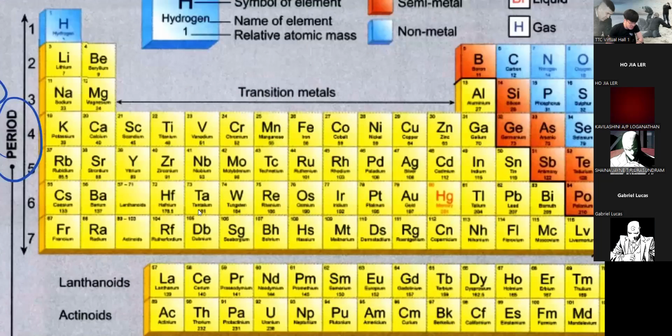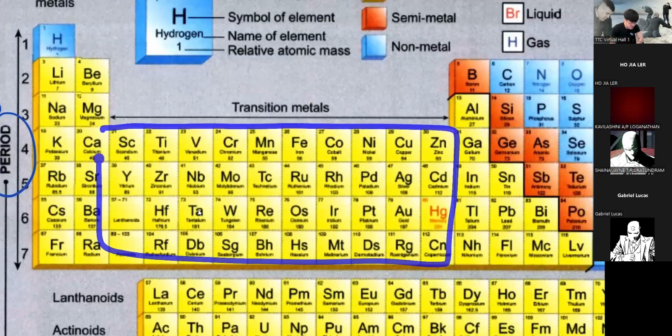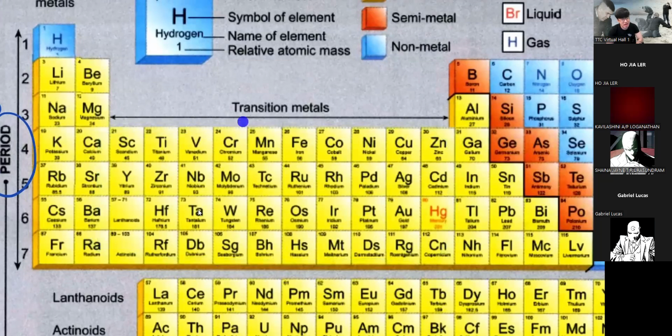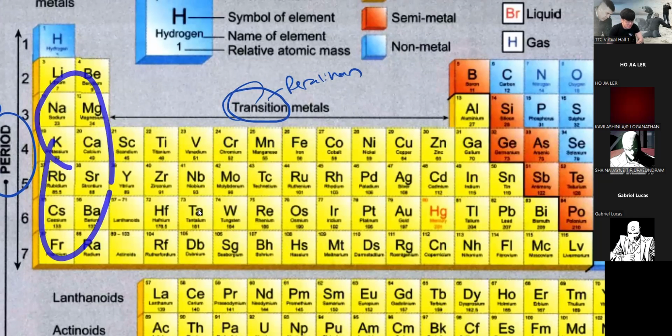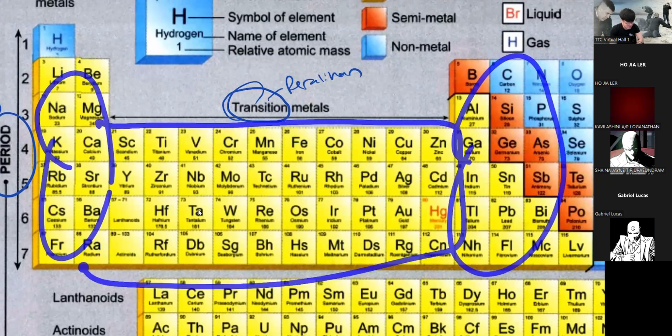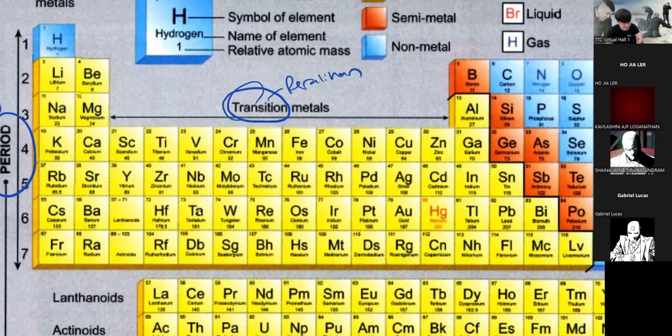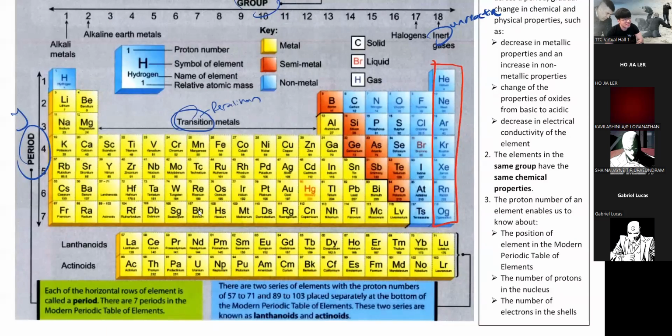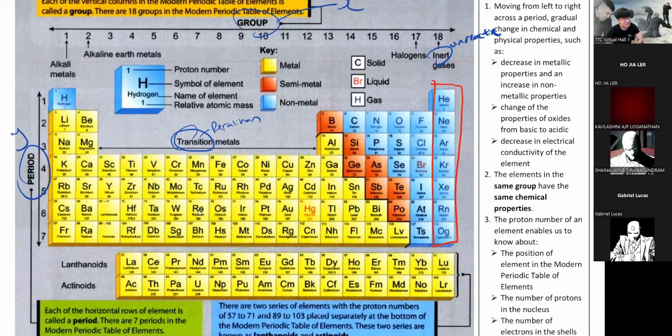Oh yeah, one more thing. These middle groups are what we call transition elements or transition metals. You know what transition is, guys? Transition means peralihan. In this case, we call it logam peralihan or unsur peralihan, because imagine this is standard 6, this is Form 1. So the middle is peralihan. Can you understand? So this is our periodic table.